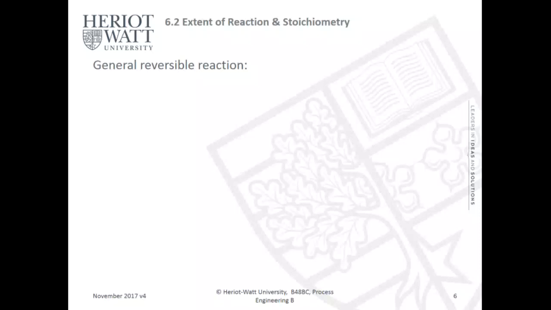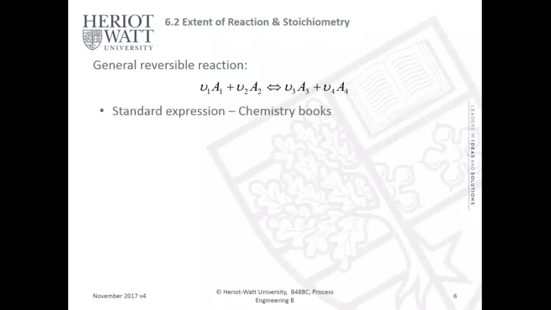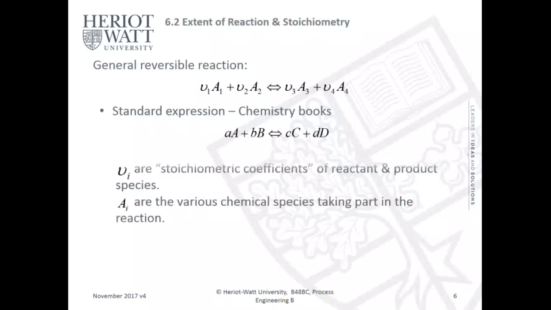So, general reversible reactions. Let's say v1A1 plus v2A2 is converted to v3A3 plus v4A4. In standard chemistry books, that's usually lowercase a, uppercase A, plus B, plus C, plus D for your reactants. Now, these can be replaced by any kind of reactor. And we'll see it as we go through it.